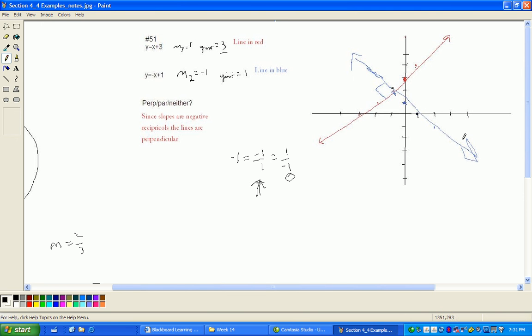And of course we can see that they're perpendicular. And I think that is it.